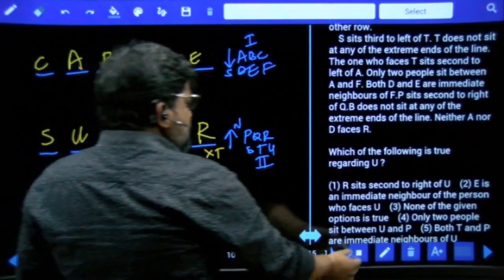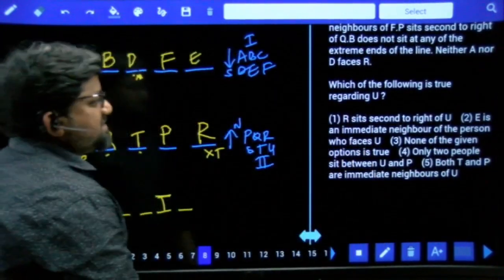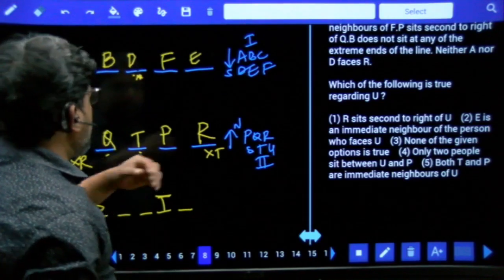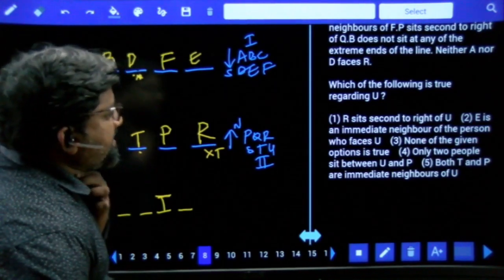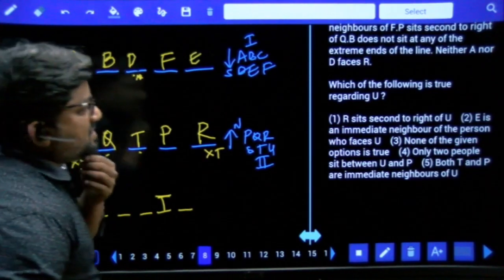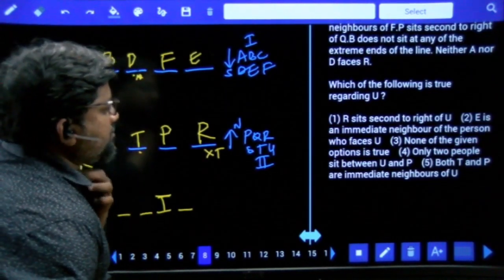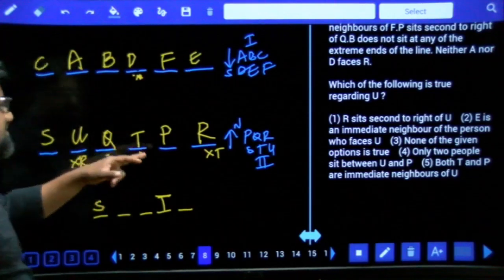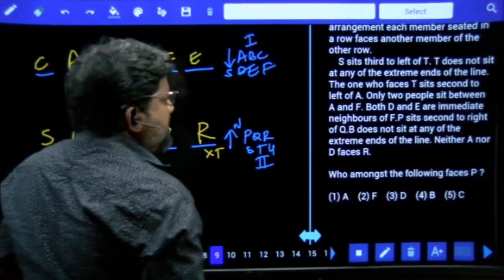Which of the following is true regarding you? R sits to the immediate right of you? No, no, no, no. E is an immediate neighbor of the person who faces you? No, no, no. None of this is true. We'll see it later. Only two people sit between U and P. Absolutely right. Fourth option.